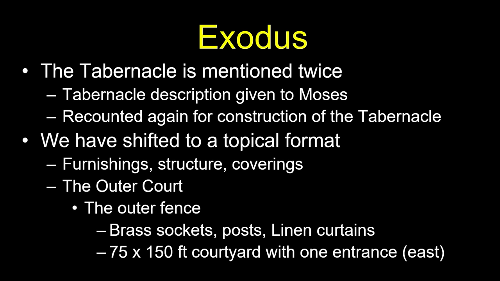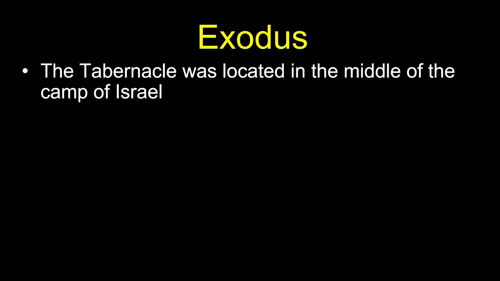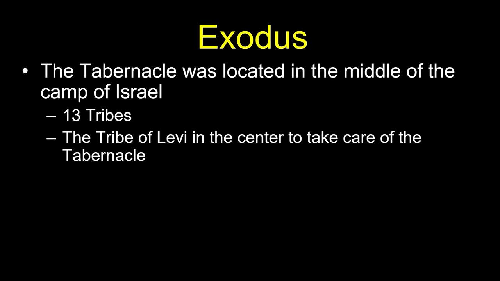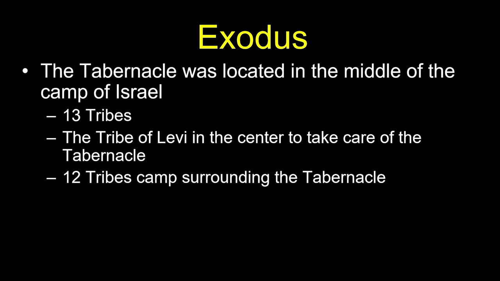And we've mentioned that before. But there's a couple of things about that that probably I should mention. The tabernacle was located in the middle of the camp of Israel. The camp itself consisted of really 13 tribes. The tribe of Levi was in the center, taking care of the tabernacle. So surrounding this tabernacle were really 12 tribes.